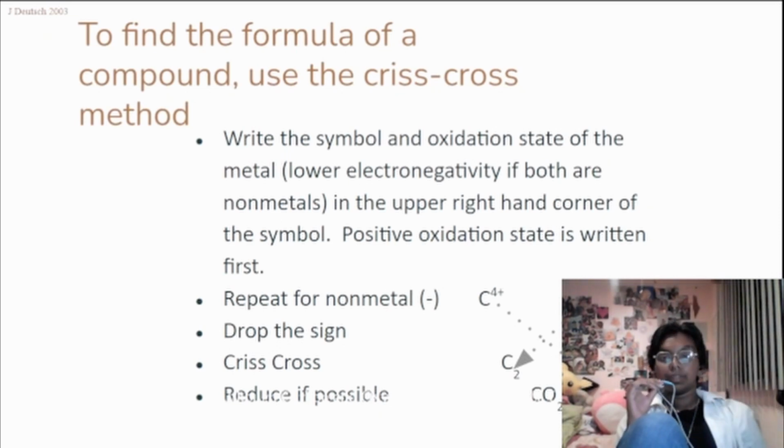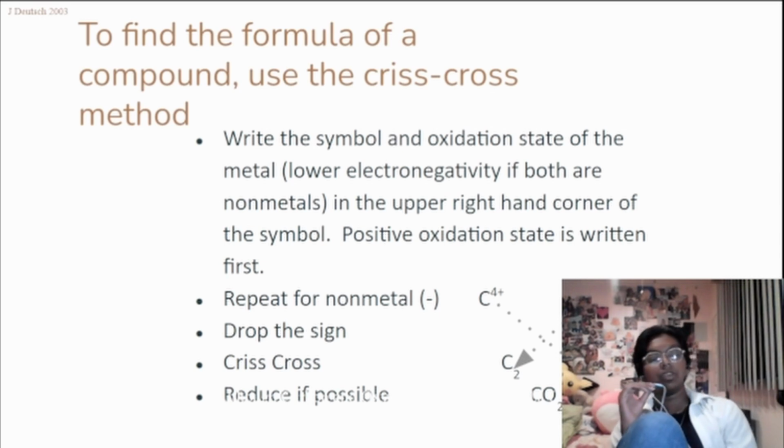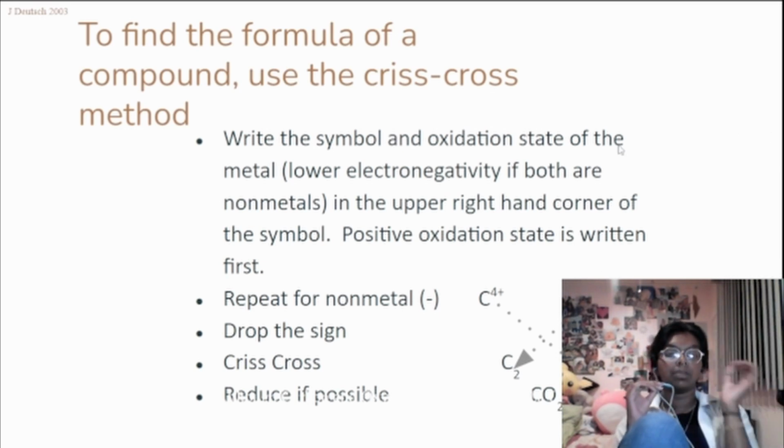To find the formula of a compound, you will use the crisscross method. So what's the crisscross method, right? You would write the symbol and the oxidation state of the metal.